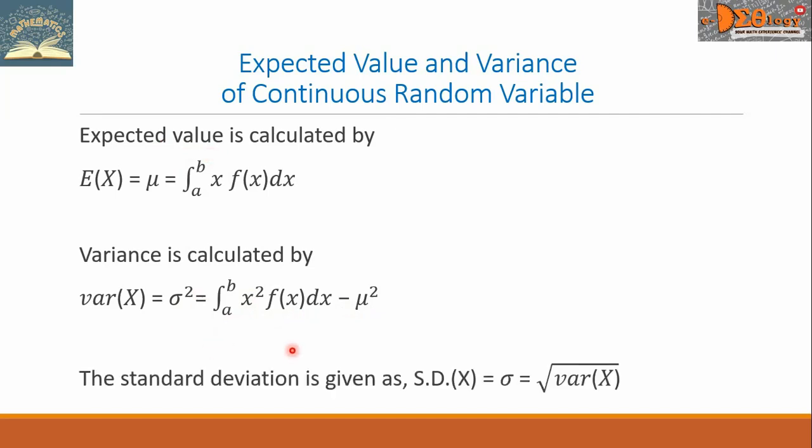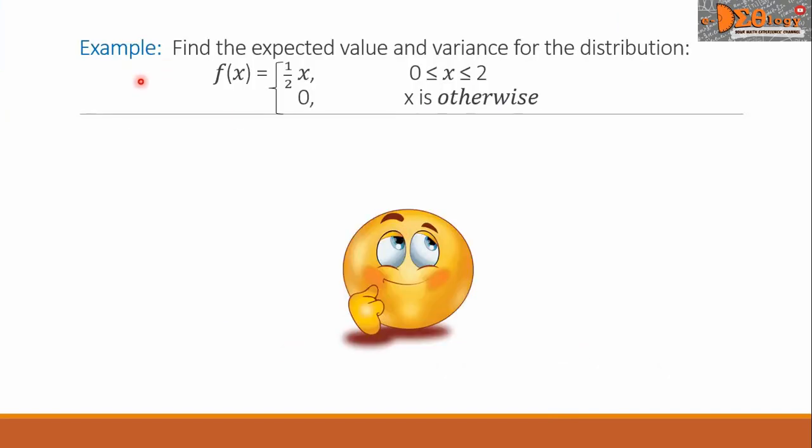For the standard deviation, we write SD of x. This is simply the square root of the variance. So we see here the symbol, the square root of var of x. Let us see this example. Find the expected value and variance for the distribution. f of x equals 1/2 of x when x is between 0 and 2. And f of x is 0 when x is otherwise.